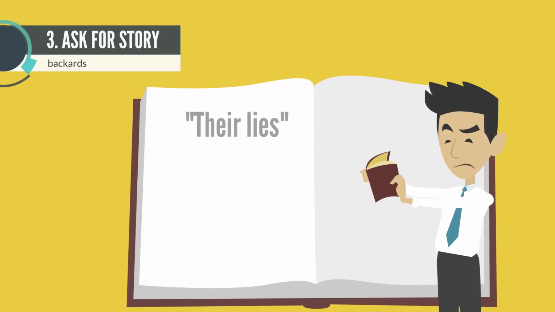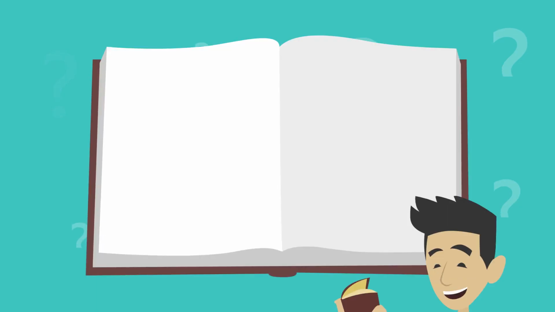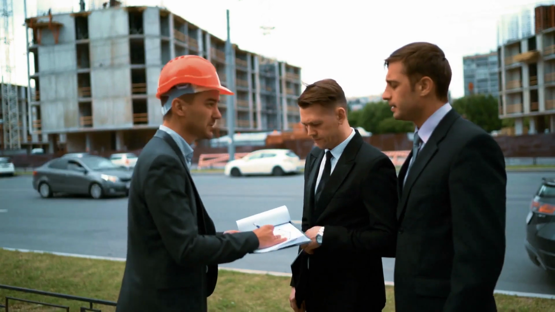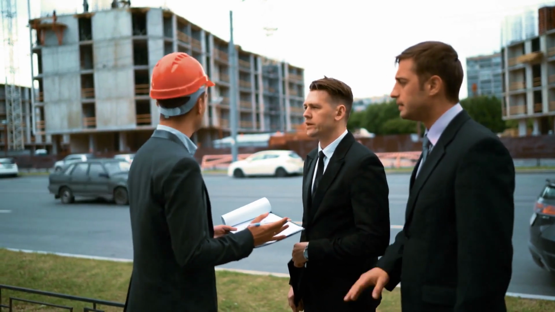Point number 3, ask for the story backwards. You see, truthful people tend to add details and remember more facts as they repeat their story. Liars, on the other hand, well, they memorize their stories and just try and keep them the same. If they add details, they often just don't add up.